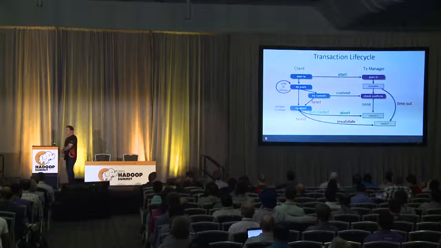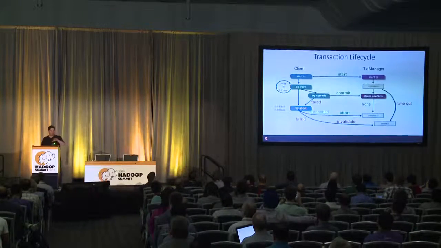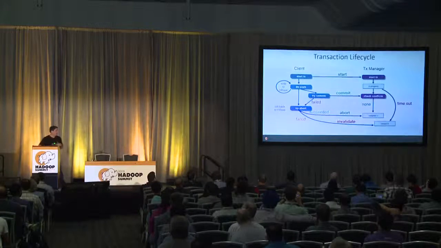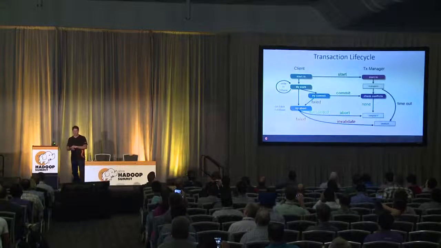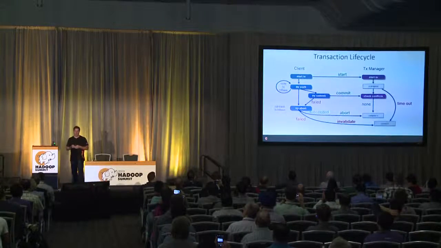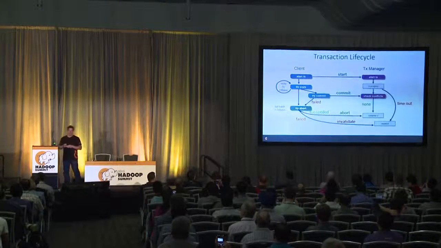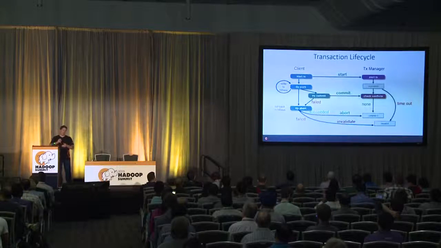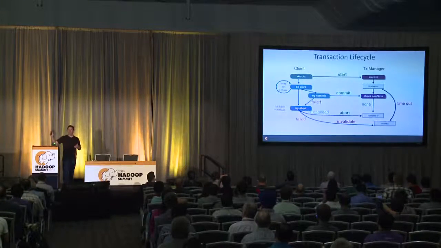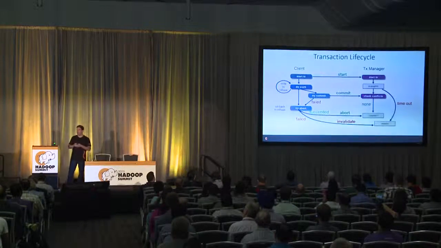As far as a transaction lifecycle, this gives you a high-level picture of what that looks like. A transaction is actually started implicitly. As soon as you execute an update or a query, your transaction is started. You can do as much work as you want, and then when you're ready to commit, you commit the data. The transaction manager checks for conflicts. If there are no conflicts, great, you're done.